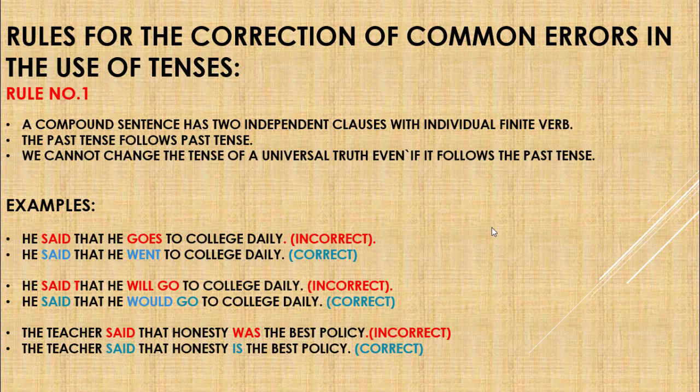The third example is the teacher said that honesty was the best policy is incorrect. As you know, we cannot change the tense of a universal truth even if it follows the past tense. So the correct example is the teacher said that honesty is the best policy.